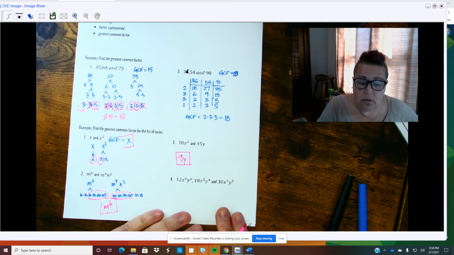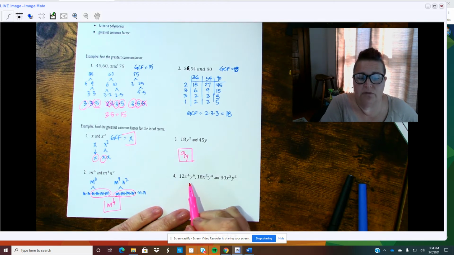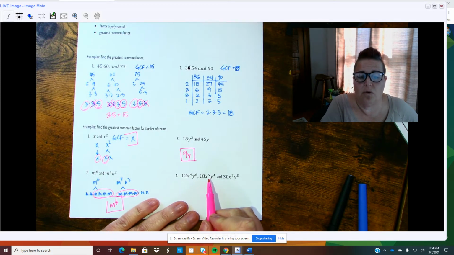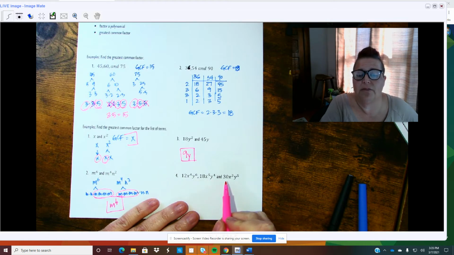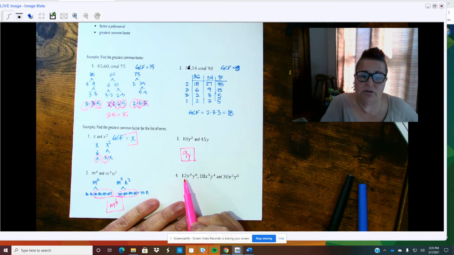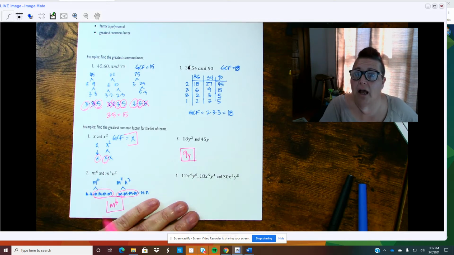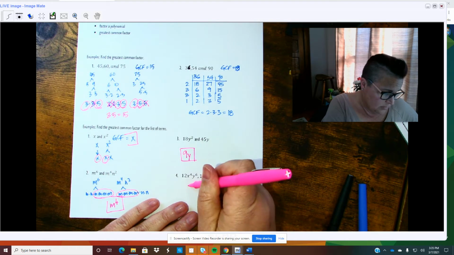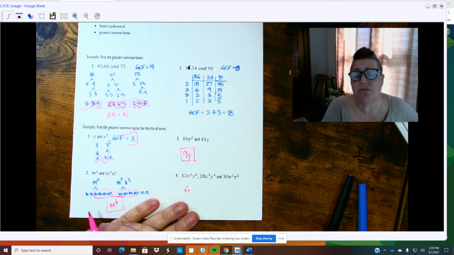If we're looking at 12 x to the 4th, y to the 6th, 18 x to the 5th, y to the 4th, and 30 x to the 3rd, y to the 5th, looking at just the numbers, a 12, an 18, and a 30, I notice right off the bat that all of those are divisible by 6. So 6 is the number that I'm looking for.